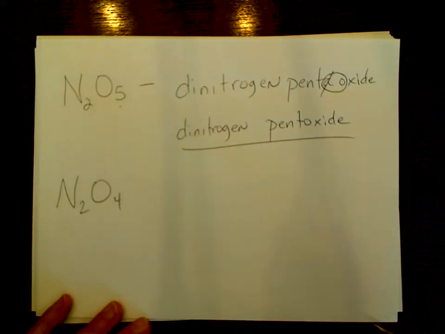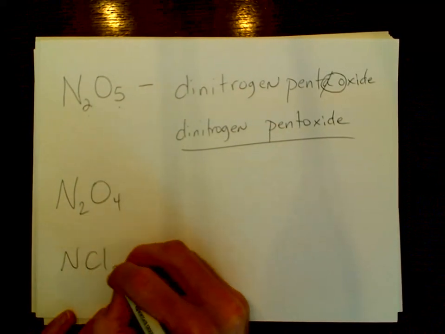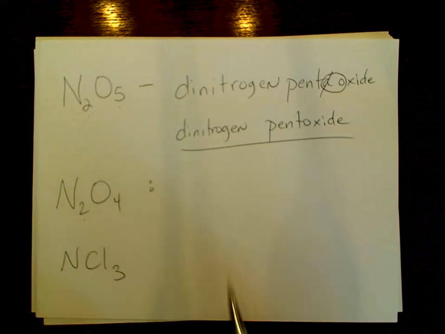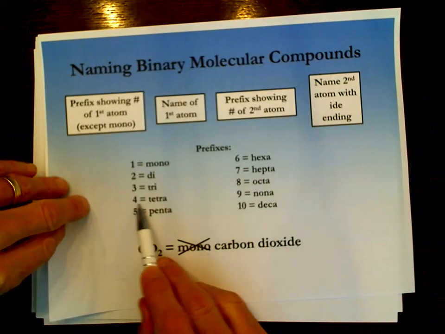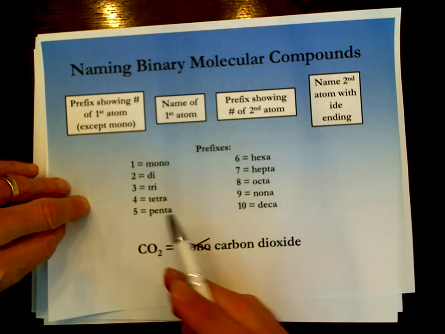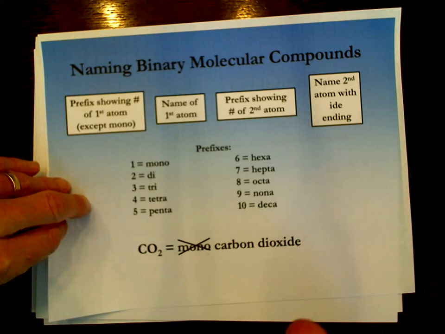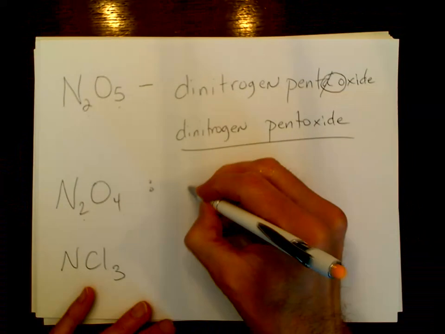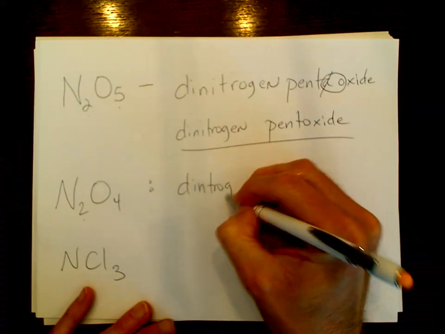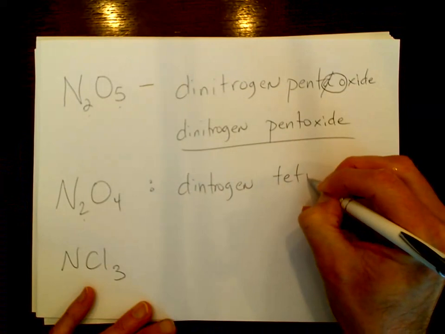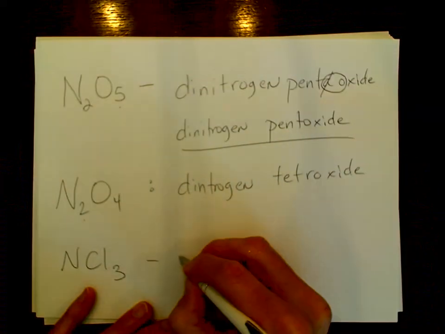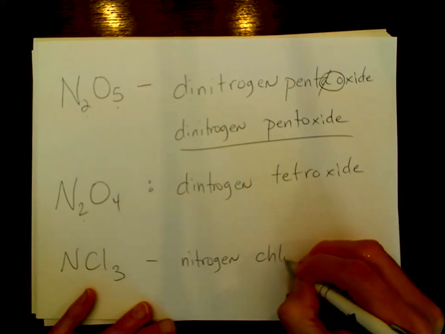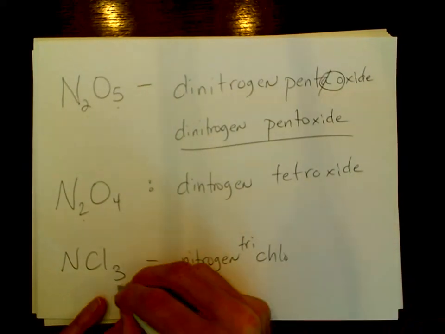N2O4 and NCl3. Dinitrogen tetroxide. 4, the prefix for 4 is tetra. Like Tetris. In Tetris you got shapes with 4 squares falling down. That's kind of how I remember this prefix. So this is going to be dinitrogen tetroxide. And this is going to be nitrogen. We dropped the mono. It's not mononitrogen. It's just nitrogen. Oh, I forgot. Trichloride.